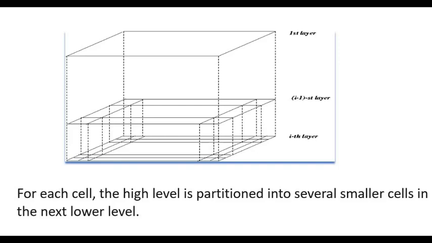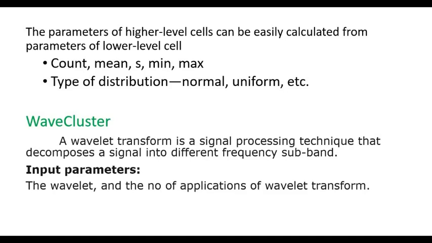The statistical information of each cell is calculated and stored beforehand, and it is used to answer queries. The parameters of high level cells can be easily calculated from parameters of lower level cells. So what are the parameters? Count, mean, standard deviation, minimum, maximum, and the type of distribution, such as normal distribution or uniform distribution.